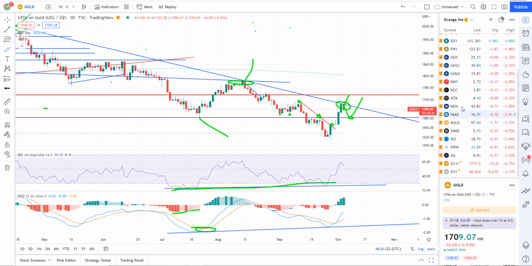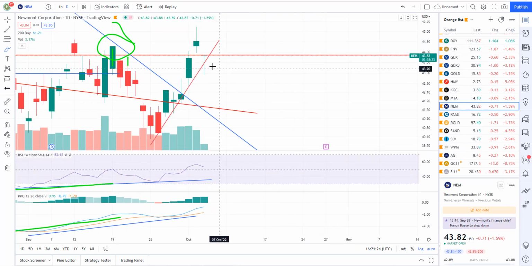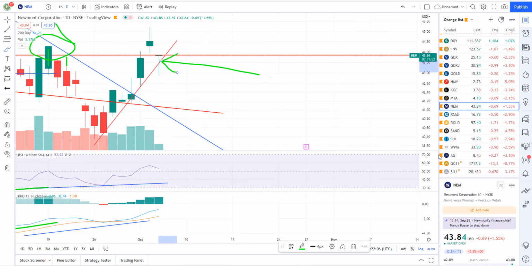So again, I bought Newmont back again today. And so far, I'm not the only one. You can see, look at that wick. It gapped down and they've been buying it all morning, basically. Okay, so that's how I'm viewing the miners right now.